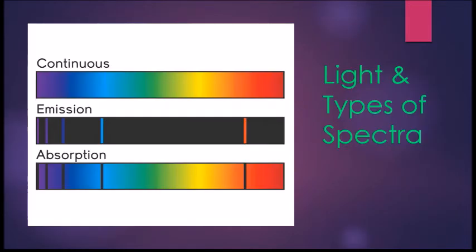Now, talking about the different types of spectra, and we're mainly going to be focusing on these two spectra over here, the continuous versus the emission. Absorption, we don't pay a whole lot of attention to at this particular juncture of chemistry.